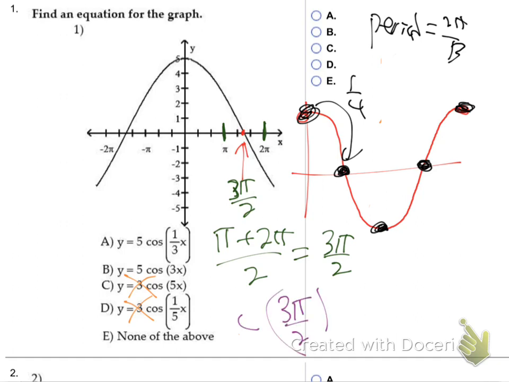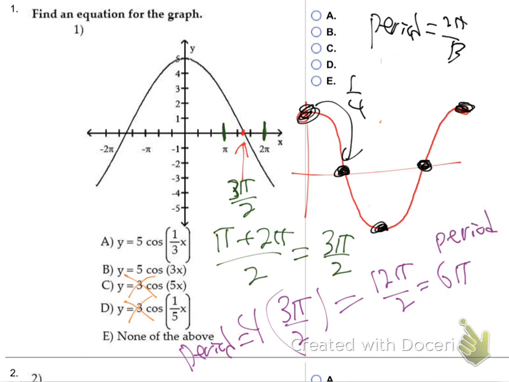3/2 pi times 4. That'll be the period. Because remember, that's only the beginning of the cosine. That's only 1/4 of cosine's whole story, his whole one cycle, one period story. So multiply that by 4. That's 12 pi over 2. 6 pi must be the period of this cosine function. You tracking with me?